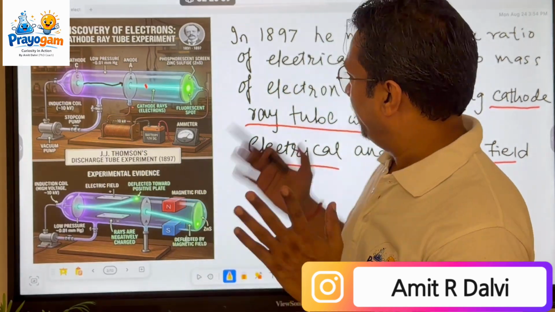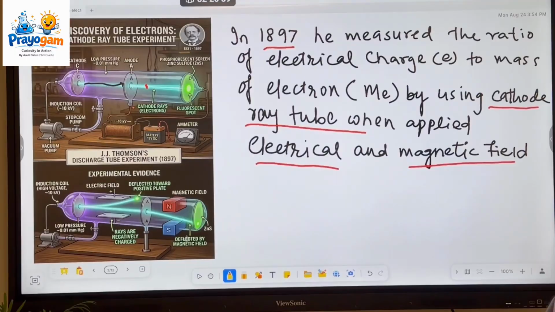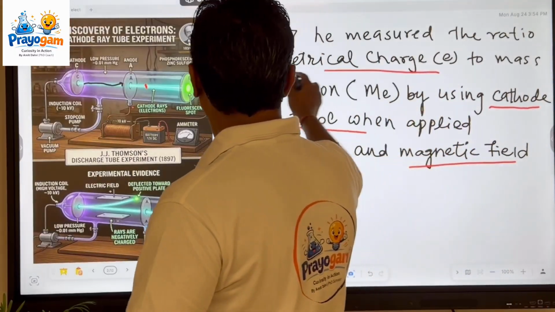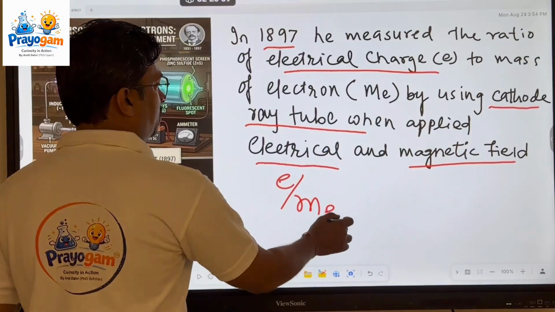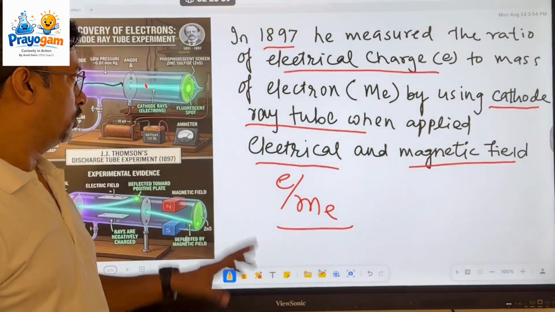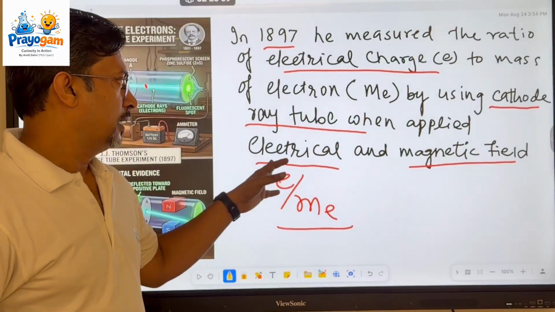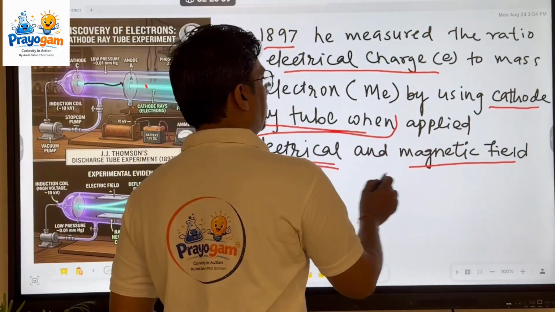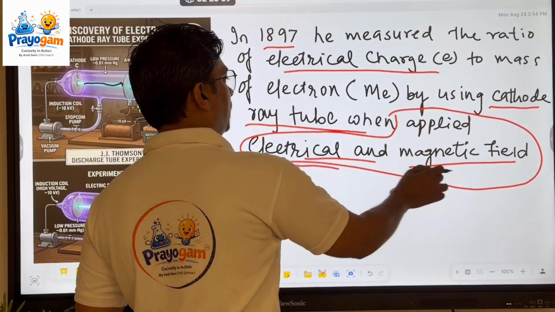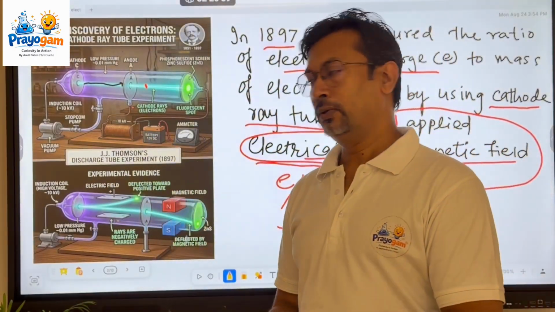Okay, so let's go. In 1897, he measured the ratio of electrical charge to mass ratio. That's what we are dealing with, right? Charge to mass ratio using the same experiment as we have discussed, that is the cathode ray tube. By applying, this is what the change is. What he applied? He applied electric and magnetic field to the cathode rays, right, Victor?